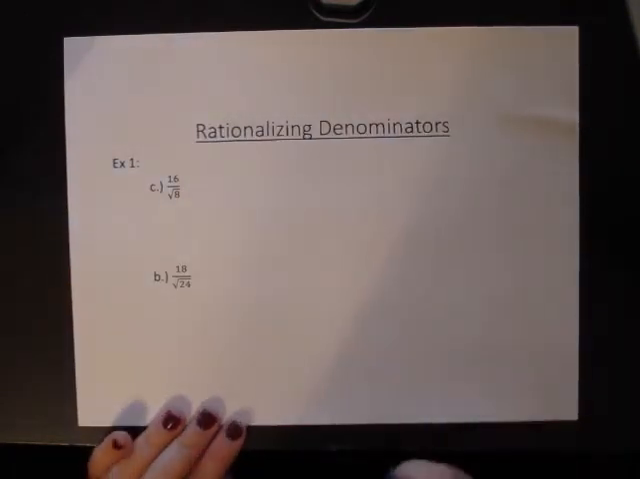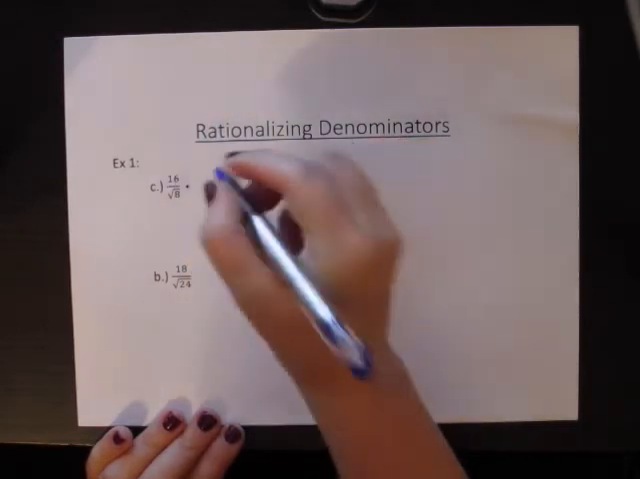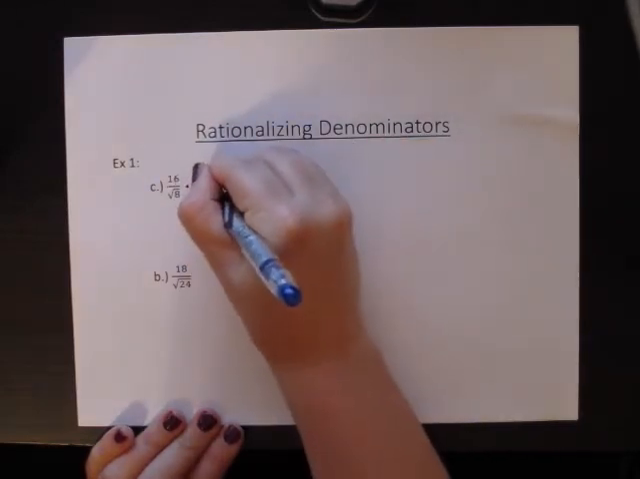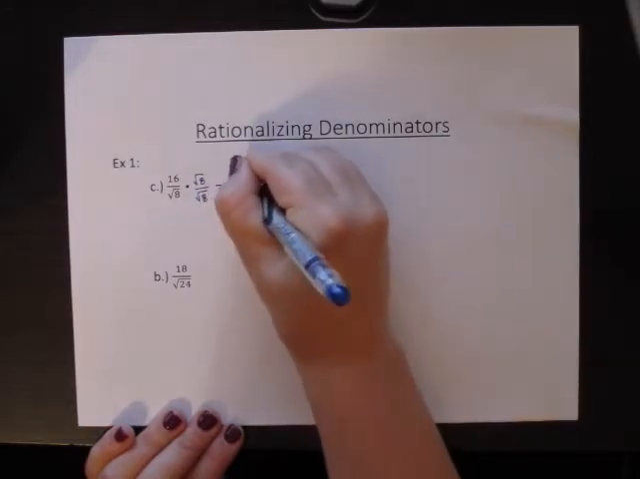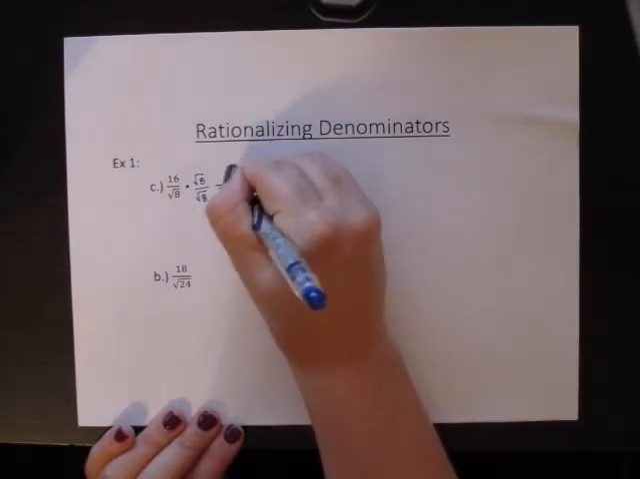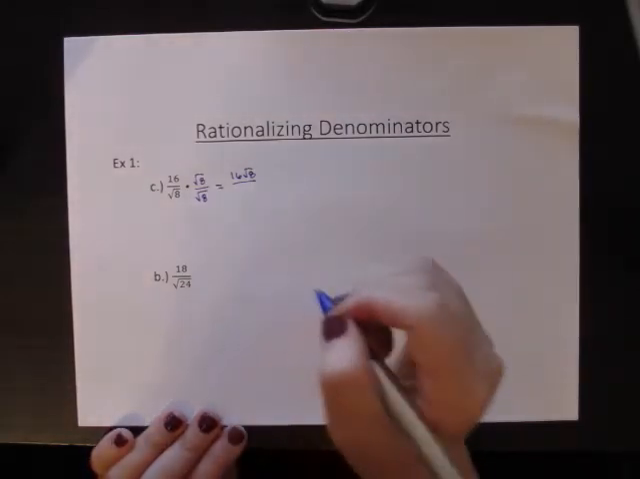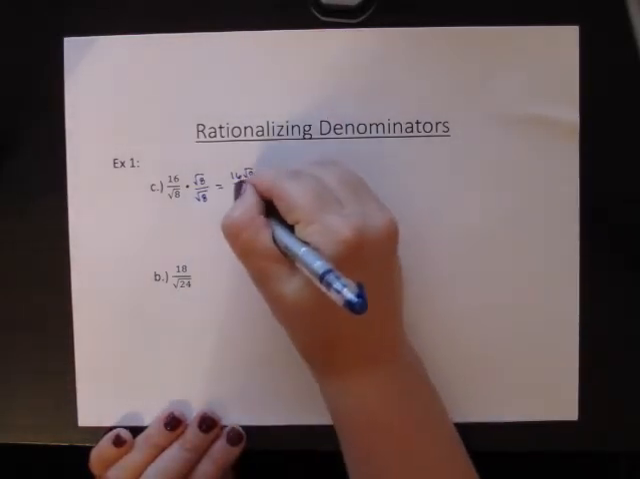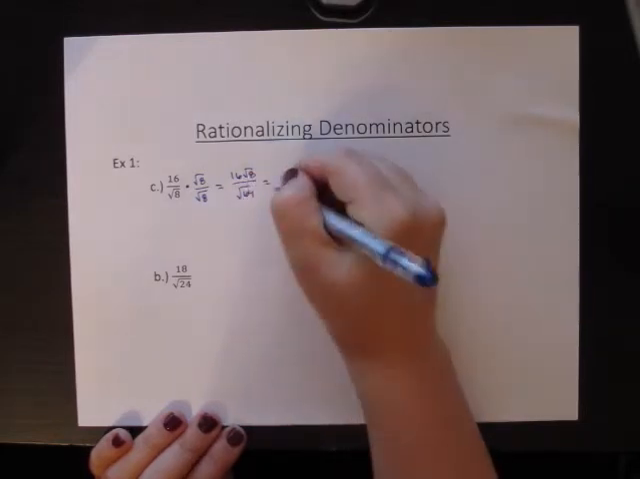Alright, so the next one is 16 over the square root of 8. We cannot have a square root in the denominator, so we've got to multiply the top and the bottom by that square root of 8. I do need to see that step. So we've got 16 square root of 8 for our top. 8 times 8 is going to be 64. You can either write the square root of 64 or you can write 8 right here. I'm going to do the square root of 64 just for consistency's sake.